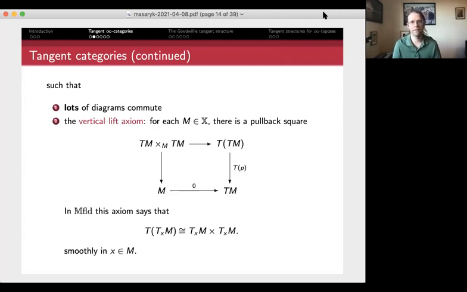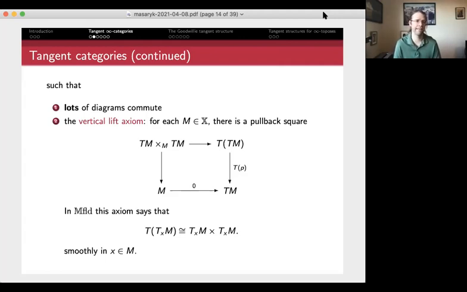So I like to highlight this one for a couple of reasons. Partly because it's really the only axiom that isn't just saying that some diagrams commute. There's in a sense more substance to it. It's interesting to think through what it actually means.